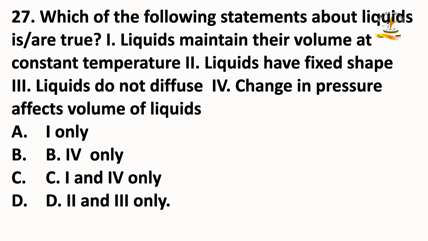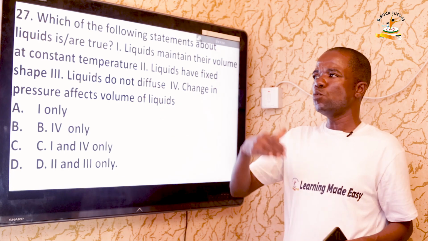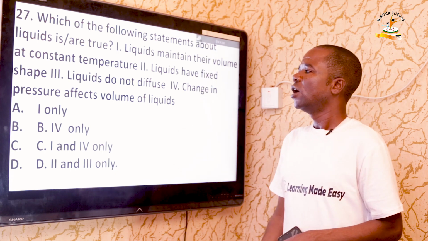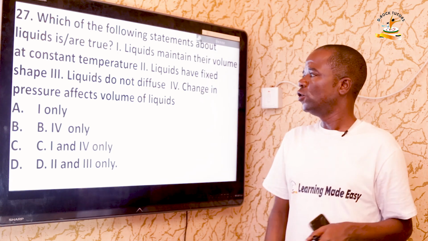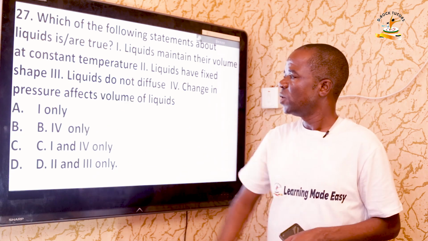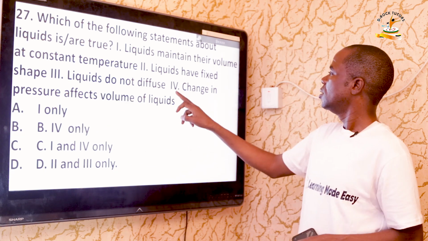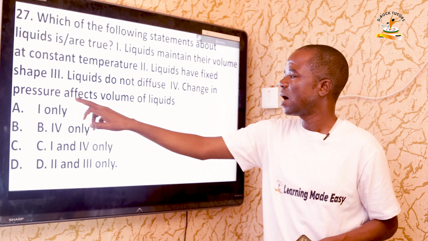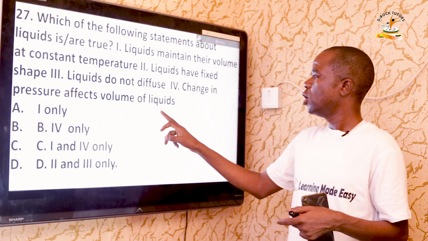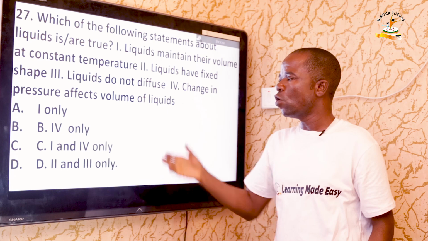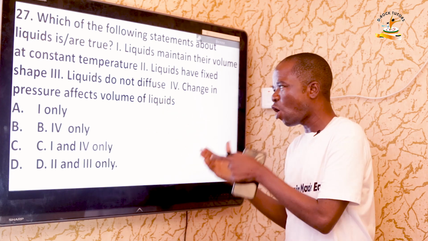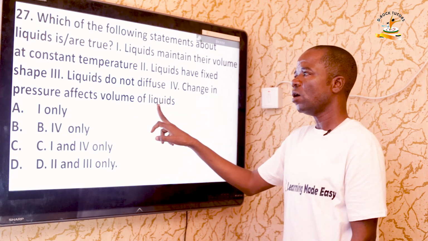Statement 3, liquids do not diffuse. We know that liquids diffuse. They move from a region of higher concentration to a region of lower concentration. So, statement 3 is also incorrect. Statement 4, change in pressure affects the volume of liquids. We know that change in pressure only affects the volume of a gas, not that of a liquid.